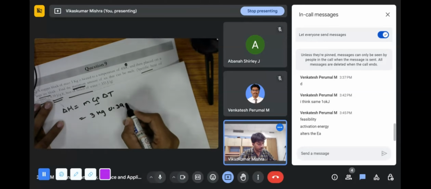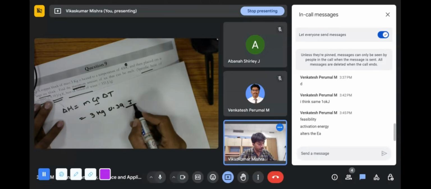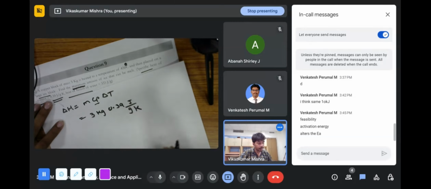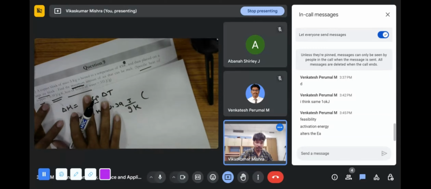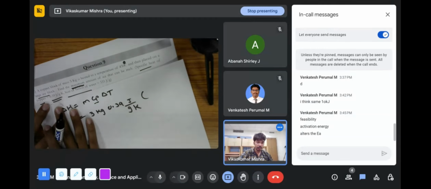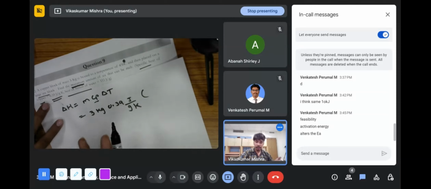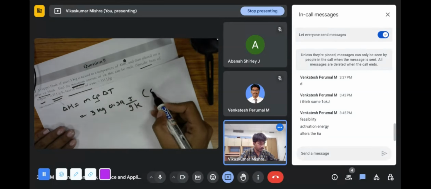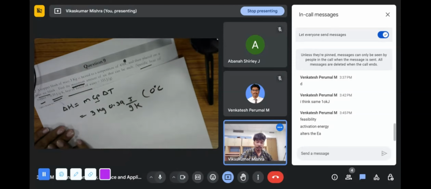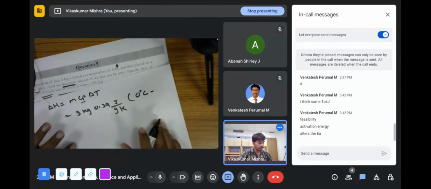0.39 joule per gram Kelvin. And then we have to write the delta T, that is final minus initial. What is final? If we are putting something in the ice, its final temperature, once the entire thing has melted and all the heat has been transferred, will be nothing but the ice temperature. That is, we can assume it to be 0 degrees Celsius, minus the initial, which was 450 degrees Celsius.